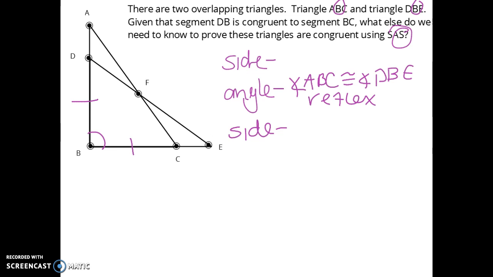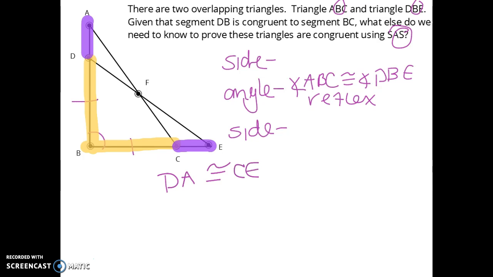Well, what else do we need to know? Well, this is the base of this triangle. Oh, I see. Looking here, this just tells me this length and this length are congruent. We need to know about this length here and this length here because that's not the full side of either triangle. So we need to know if DA is congruent to CE. We need to know if DA is congruent to CE, because that's not even the full side of that triangle.